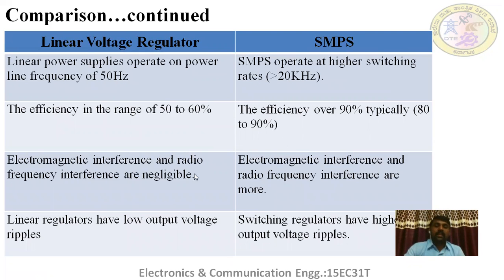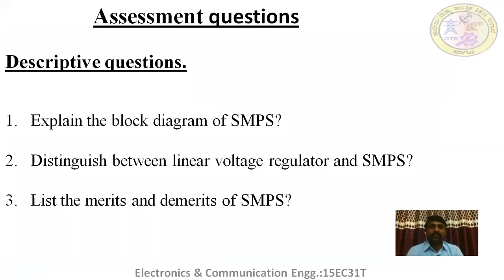In a linear voltage regulator, the interference, like electromagnetic and radio frequency interference, is negligible or there is less interference. But in SMPS there is electromagnetic and radio frequency interference. Also, there are fewer ripples at the output as compared to the SMPS, whose output voltage has high voltage ripples. So this is the comparison between linear voltage regulator and SMPS.